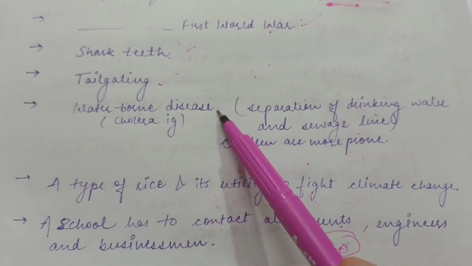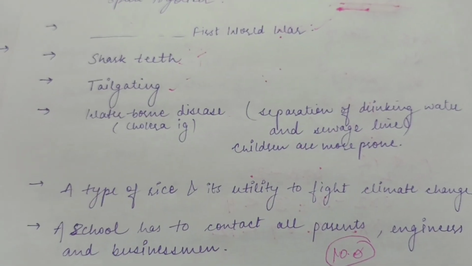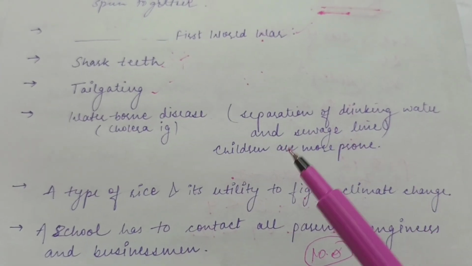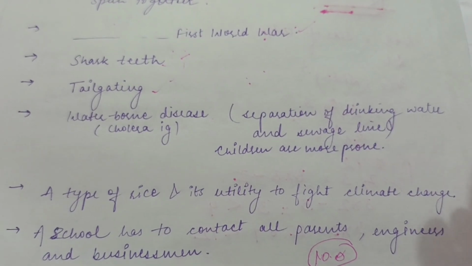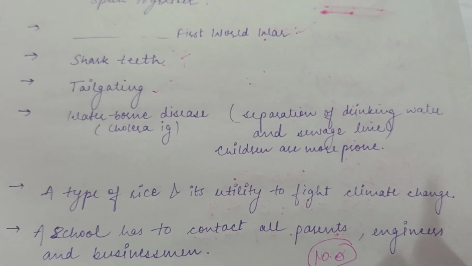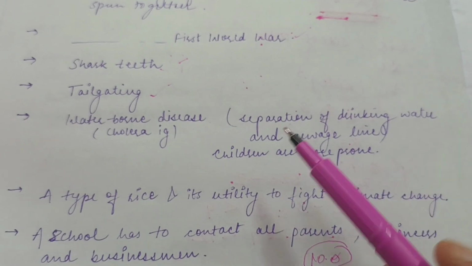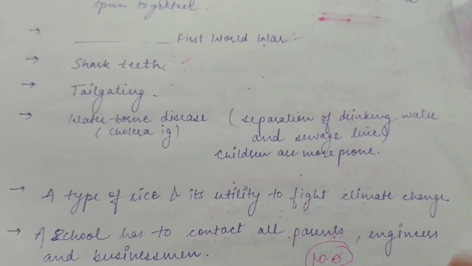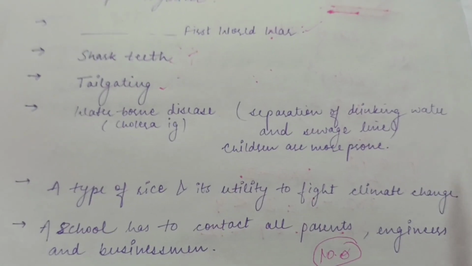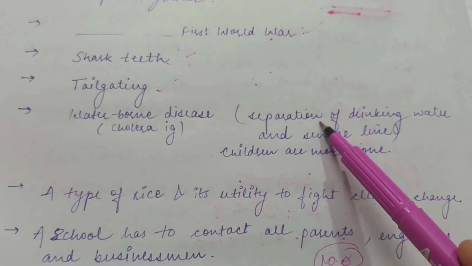Then there was some waterborne disease given, I think cholera. And it was written how the separation of drinking water and sewage line has to be there so that these diseases do not spread. And children are more prone. Economically weaker countries are more prone. Something of that sort was given. I don't remember the right option here.